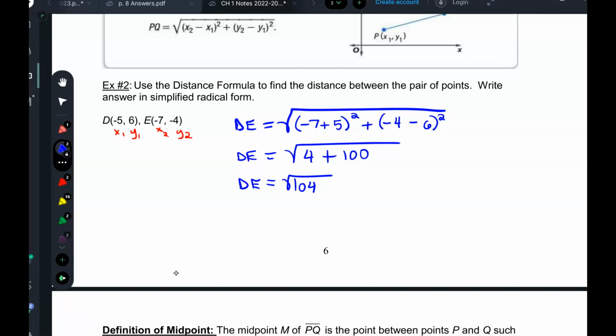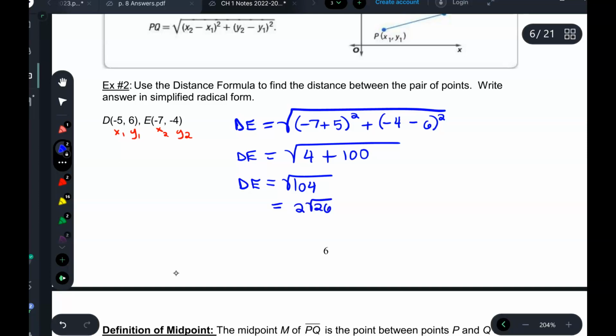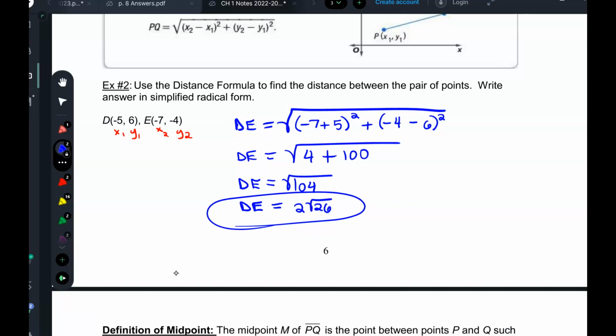Now, what goes into 104? 4 goes into it. How many times does 4 go into 104? 26. Can 26 be broken down any further? No, so it's going to be 2 root 26. Again, if you need a minute to break it down, that's fine.